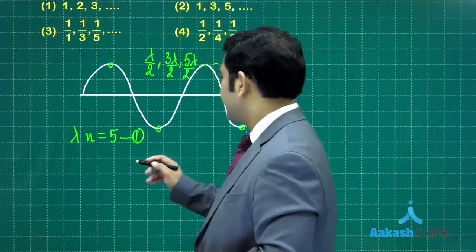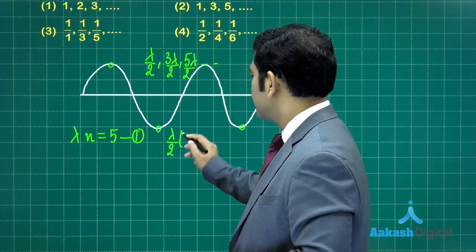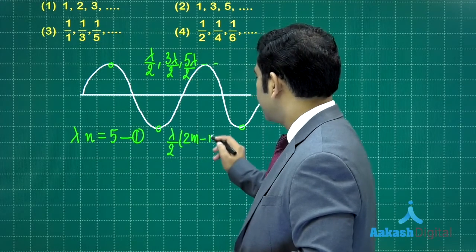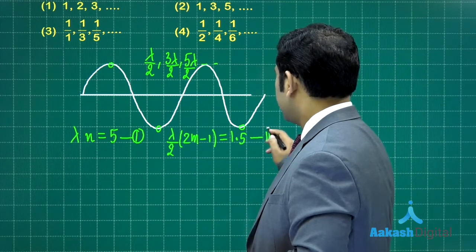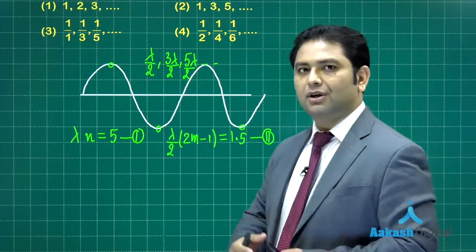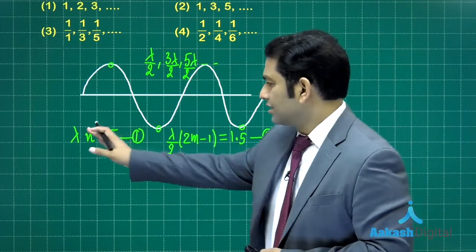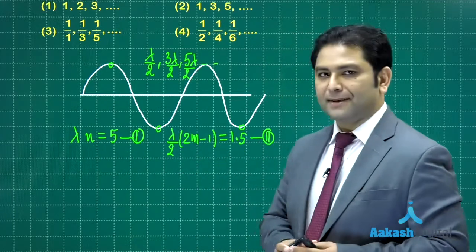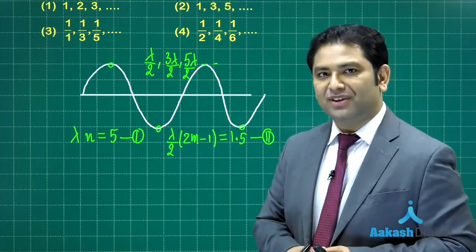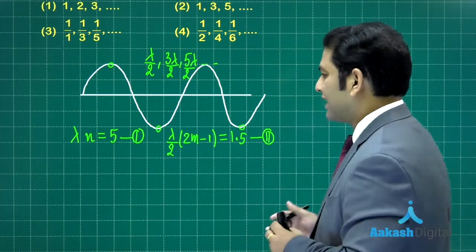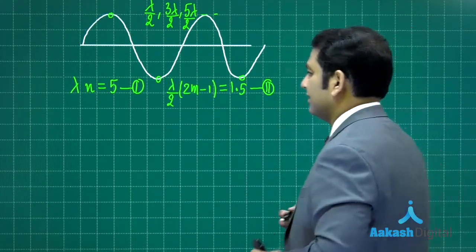So we can do that by lambda by 2 into (2m minus 1) equal to 1.5, and m will start from 1. So 1, 2, 3, whatever you call. So this is also an integer, this is also an integer. And based on this, now we need to see what are the possible wavelengths. In fact, I'm done with physics, but now we need to put up the mathematical part.